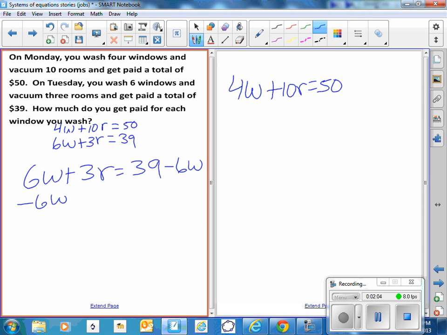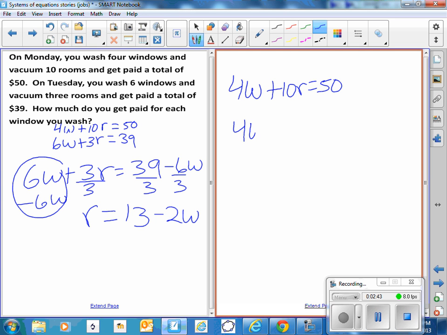Well, now that is 0. So now if I divide by 3, the 6 being larger than the 3 will end up being a whole number. If I did it the other way around, I would get 1/2. This way I get 2, which is easier to work with. 3 divided by 3 is 1. 1r equals 13 minus 2w. Well, if that's what r equals, let's replace r in this other equation.